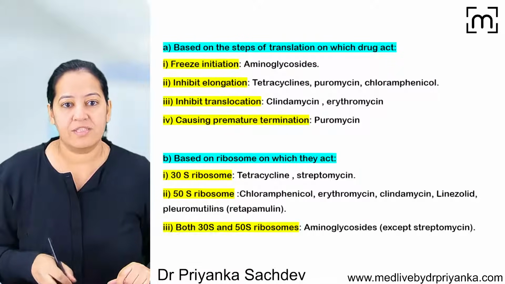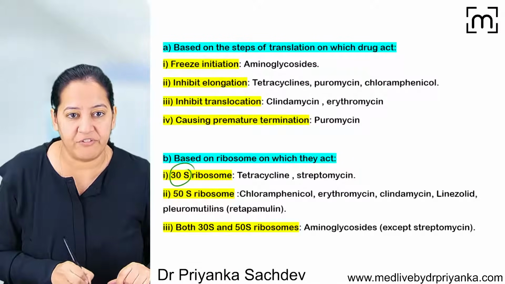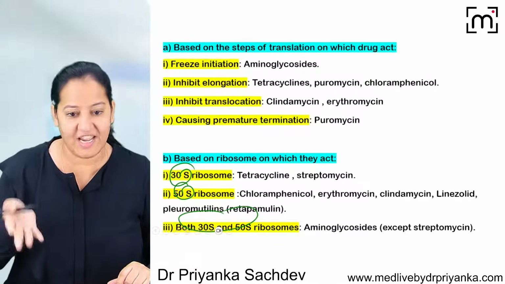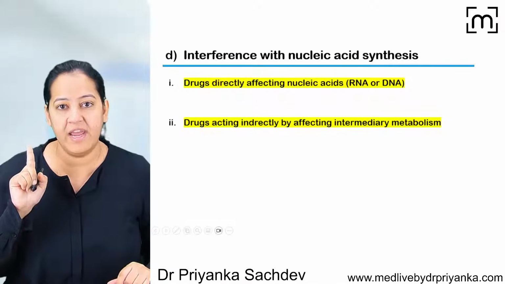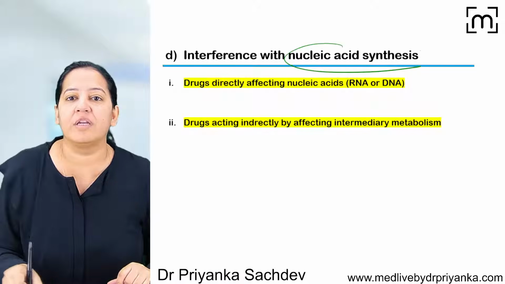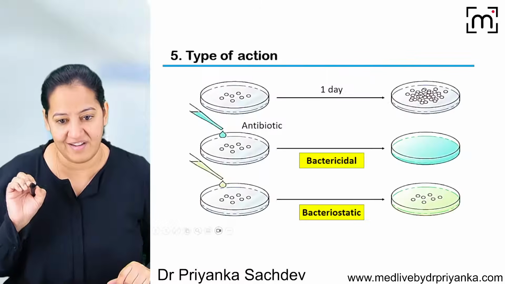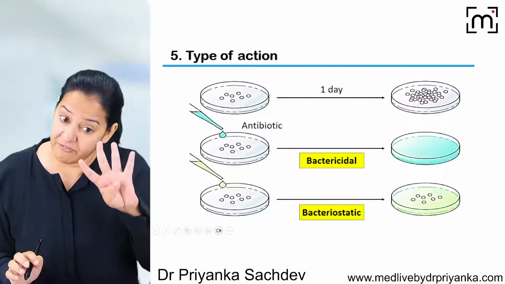Got it? Some of them act on 30S, some act on 50S, some act on both. I will give you the detail when I teach you each one of them. And the last mechanism, some of them act on nucleic acid synthesis, DNA or RNA. They inhibit DNA or RNA synthesis. This is the 4th classification.